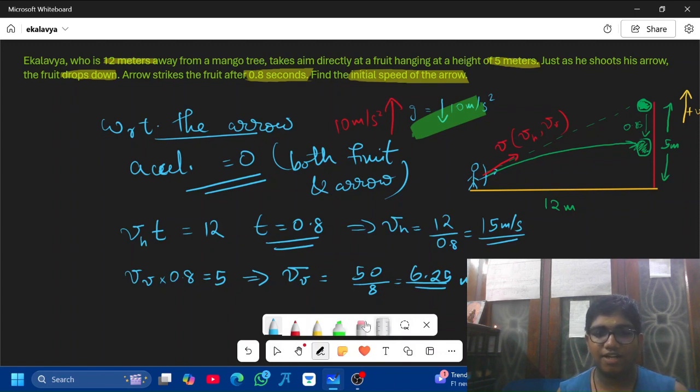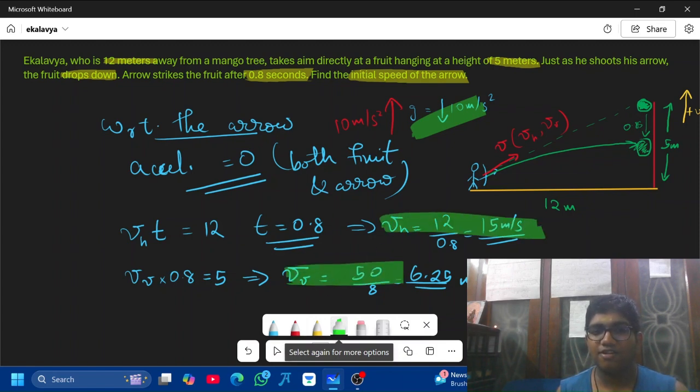So we now understand how powerful the notion of relative motion is. Relative motion is an extremely beautiful concept, and if used in the proper way, it can simplify problems greatly. Hope you enjoyed it. Thank you.